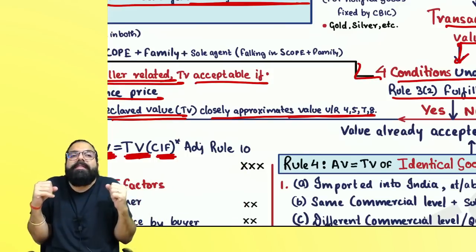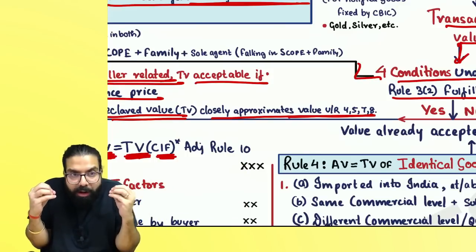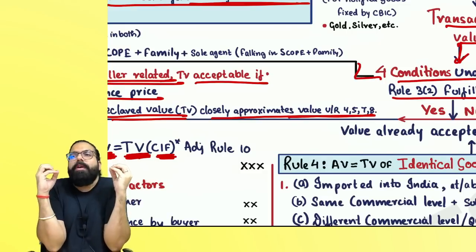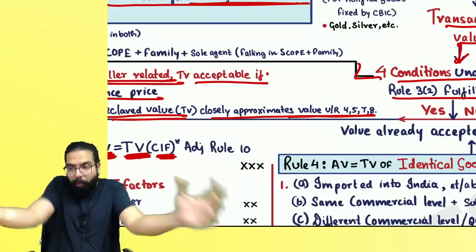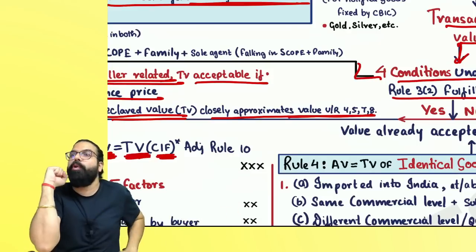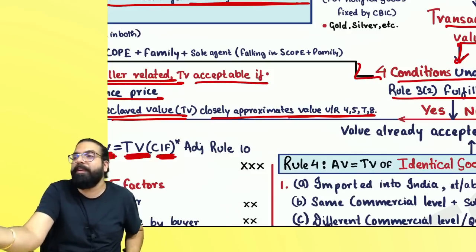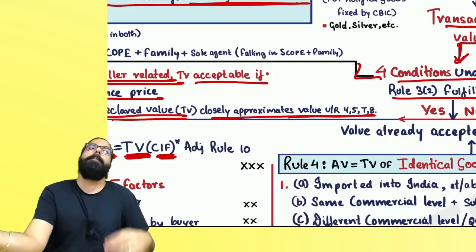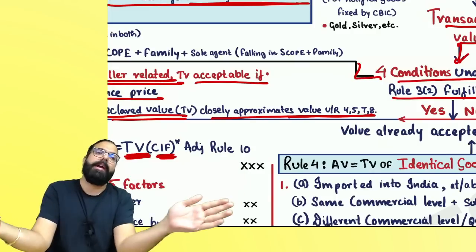But in customs, shares equal to how much, everyone? 5%. Equal to or more than 5% in both of them. So if I'm holding 5% in A Limited, and I'm holding 5% in B Limited, we are not related. But if I'm holding in B also and in C also, then B and C become related.